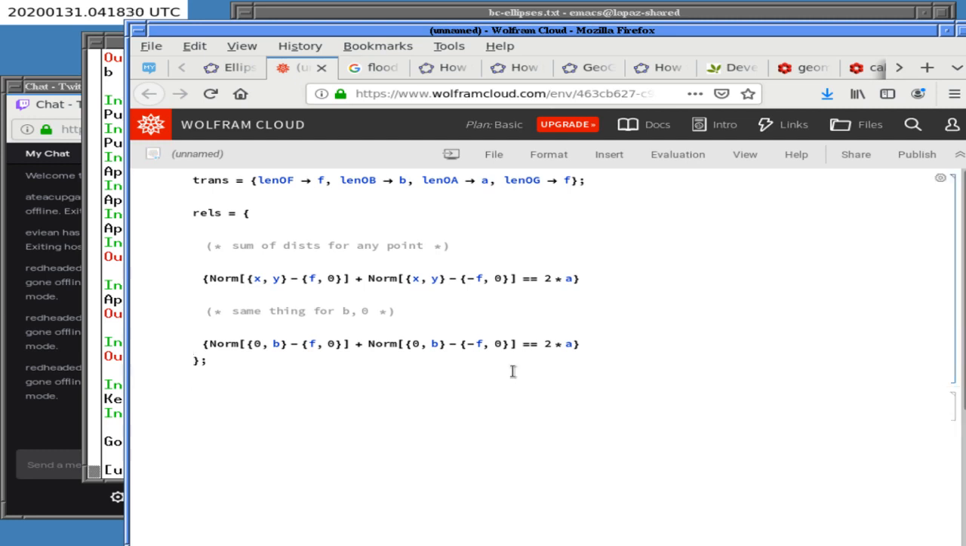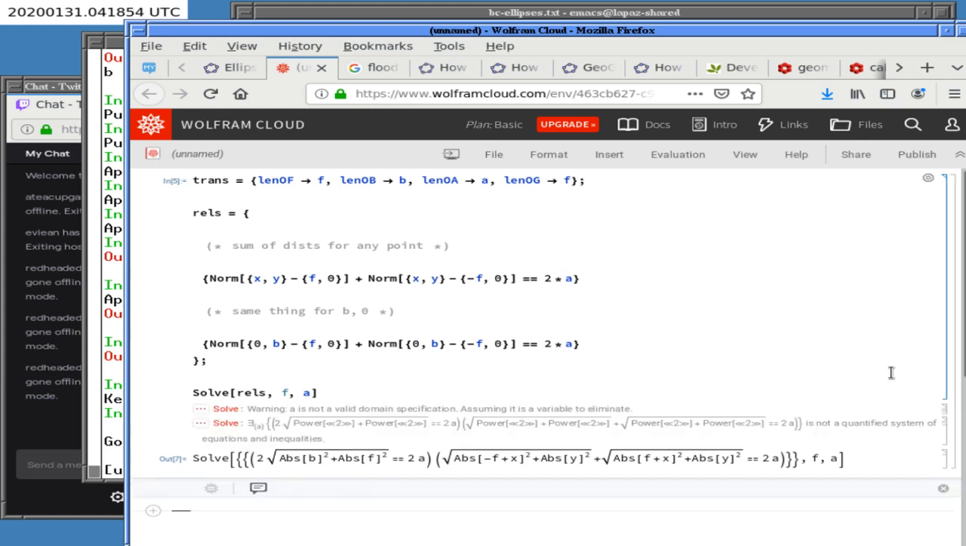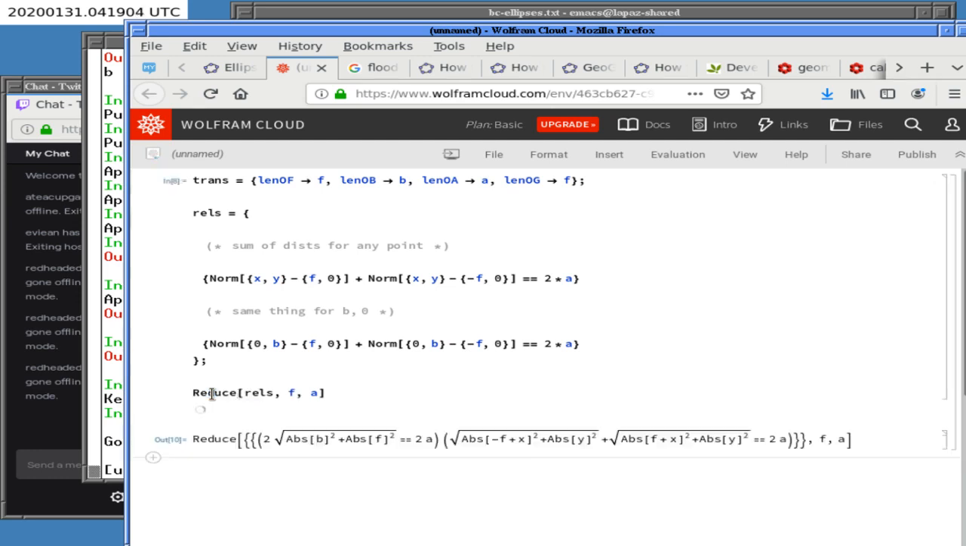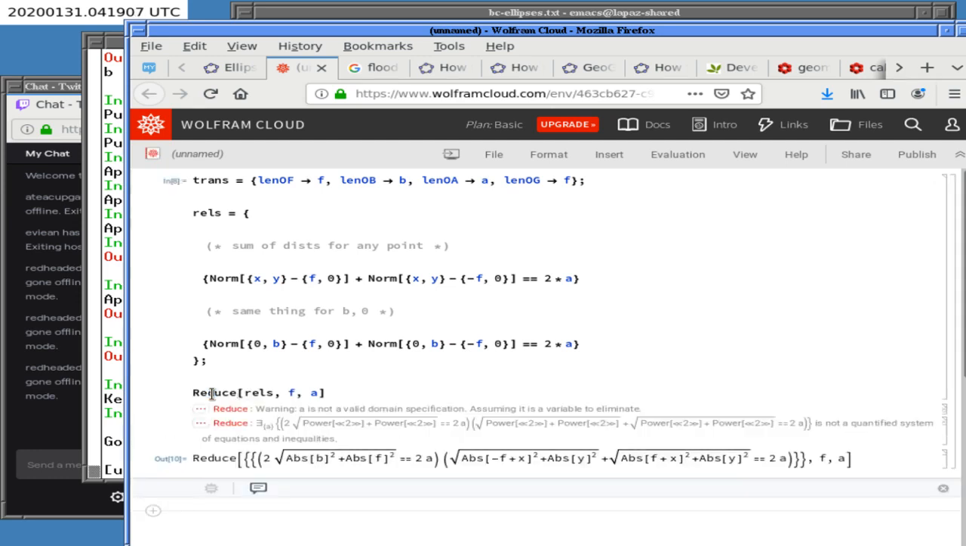Now I want to say, oh man, this thing is freaking annoying. I think I'm going to do shift. Oh, if I do shift, it's going to try to evaluate. So solve rels for f given a. Oh, that's what we have to do to reduce here. There might be a better way of doing this. The problem with this is it's going to, whoa, a is not a valid domain specification.